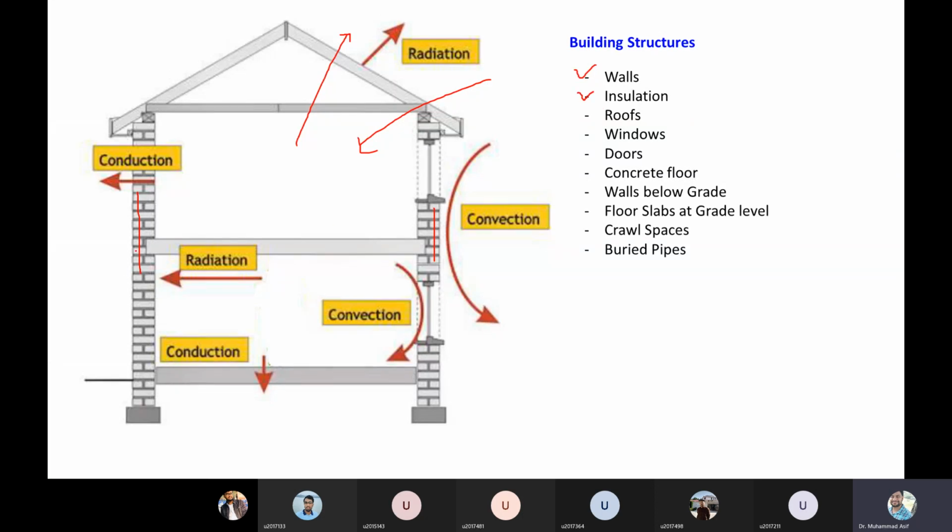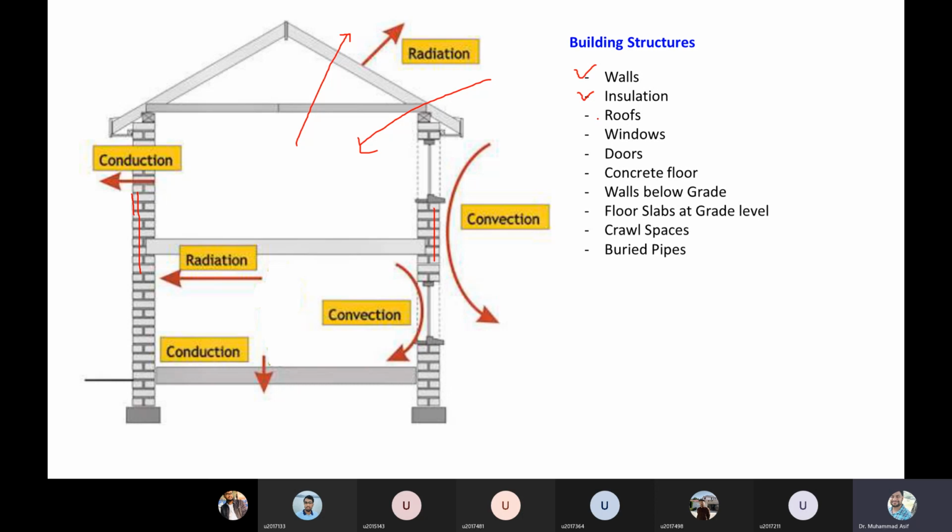This is not a common trend in Pakistan, but in countries where the ambient temperature outside is too low, there the insulation plays an important role. So one of the layers in the wall is an insulation layer. Similarly, there are insulation layers in the foundation as well, just to minimize the heat transfer from inside to outside.